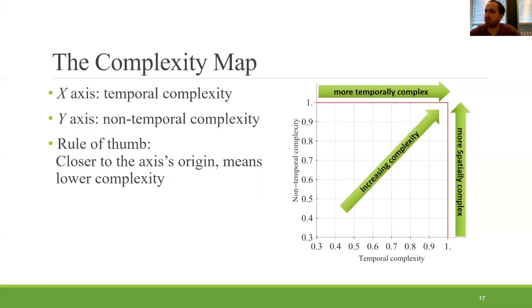And the closer we are to the edge of the axis, the more complex the trace is going to be. For example, in this edge, the coordinate 1, 1, we have a maximally complex trace. So let us look at 4 edge cases for the complexity map.